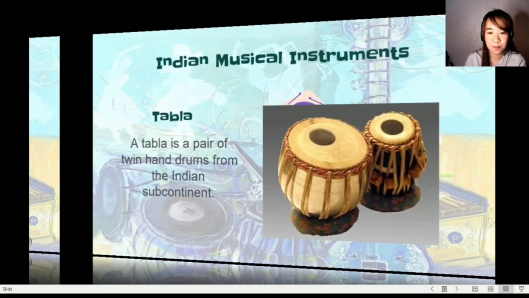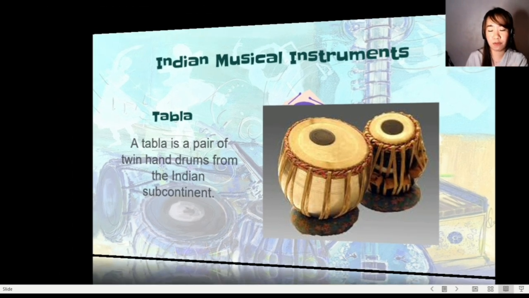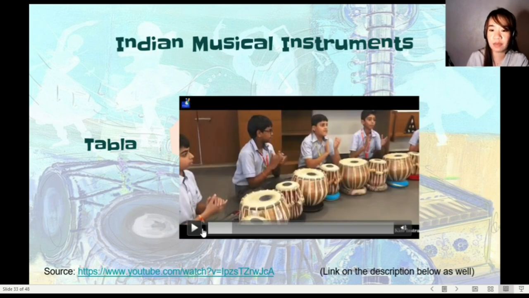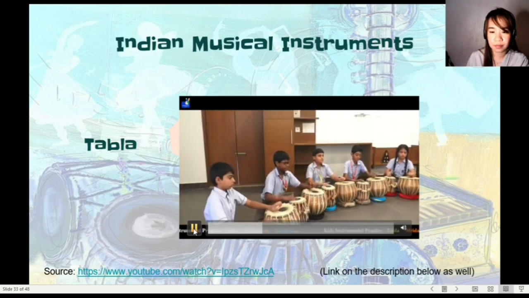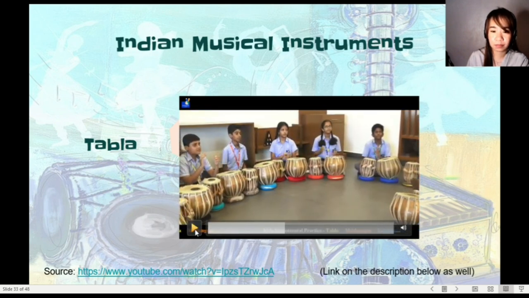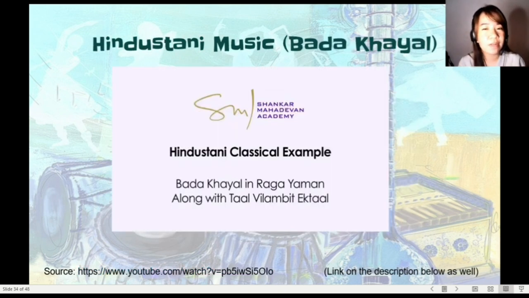Okay, let's continue. And here we have the last one for this Carnatic music instrument or Hindustani musical instrument. So we have here tabla. A tabla is a pair of twin hand drums. Okay, you tap by hands, from the Indian subcontinent. Okay, of course you already know, I guess, how to play them, but let's still see. Okay, we have here a group of students playing. Okay, just like a normal drum. Okay, so that's how you play tabla, and that's how big they are. Okay, there you go. So those are the six musical instruments.